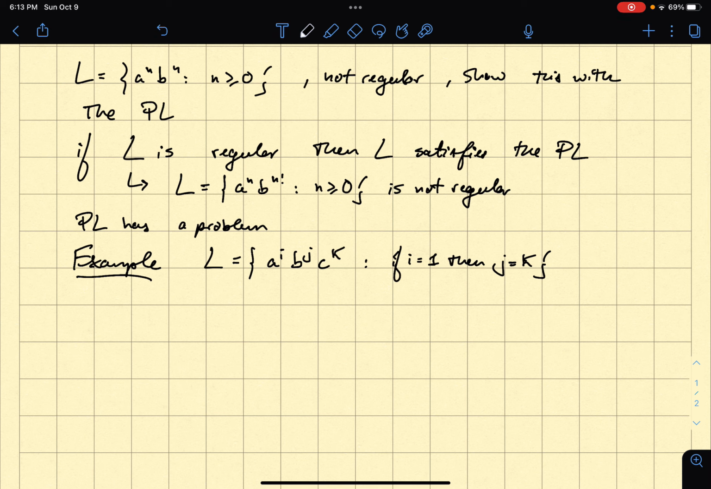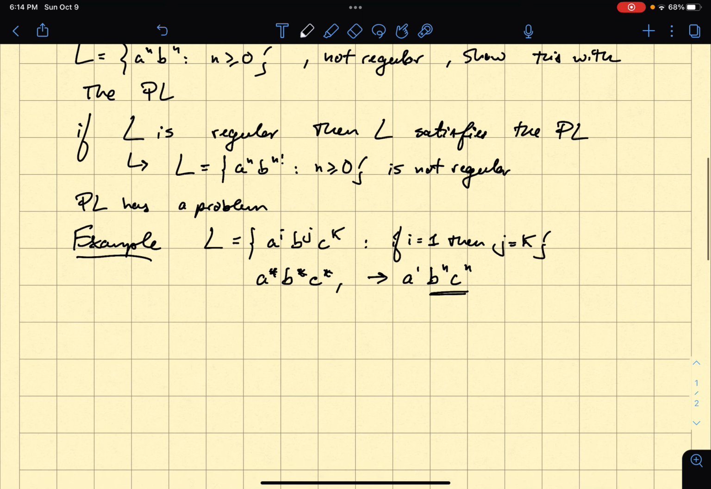Because this language is kind of like a star, b star, c star, except that if I have a^1, then I have to have b^n, c^n, right? So it's like a star, b star, c star, except that I have this special case. And so here I need to remember an arbitrary number of b's and then match them with c's. Intuitively, you can see that this isn't regular. But if you try to use the pumping lemma, it won't work.